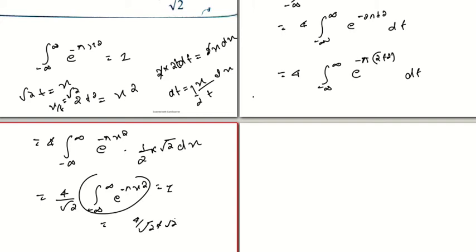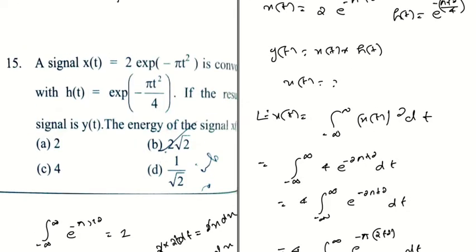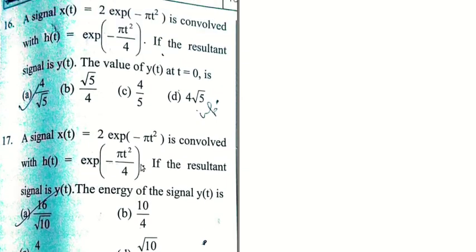If we simplify, it will be 4 root 2 divided by 2 or 2 root 2. Okay, simply 2 root 2. So the answer is 2 root 2. Now let's move on to the next question.